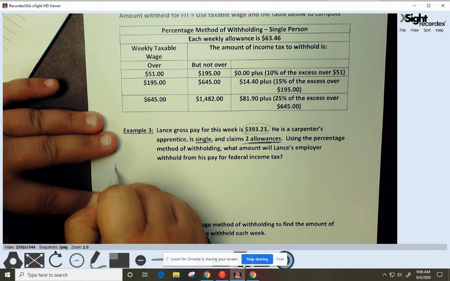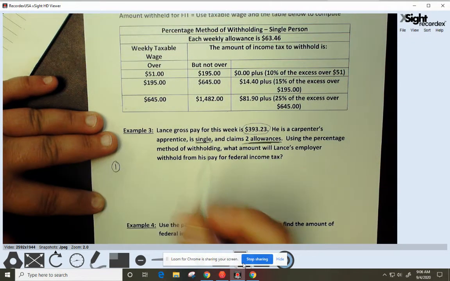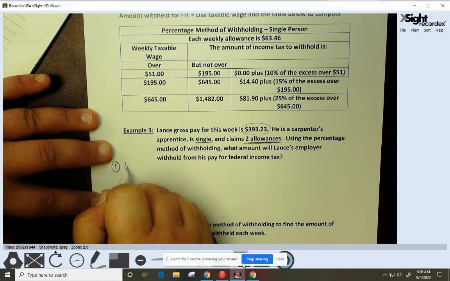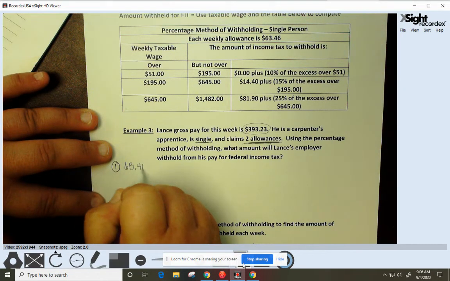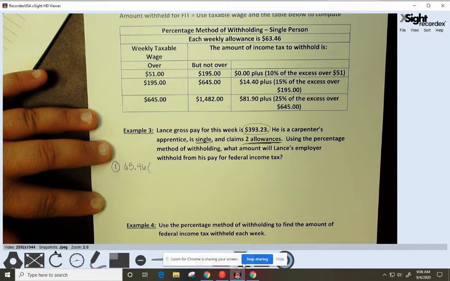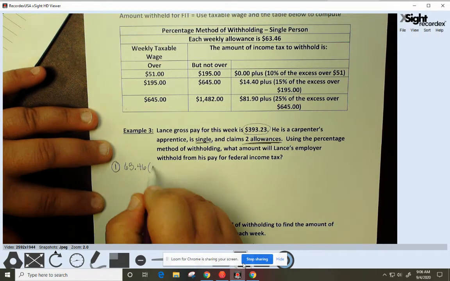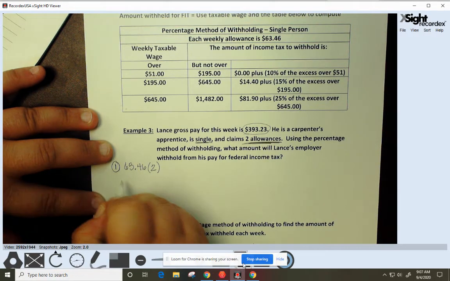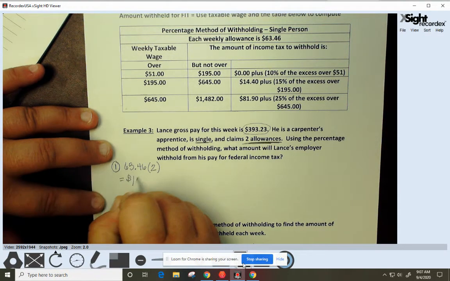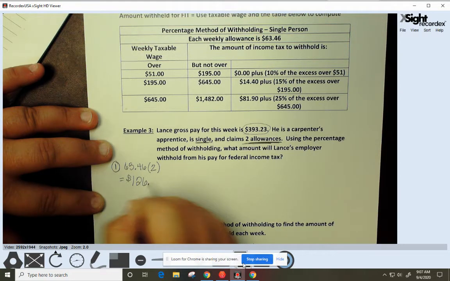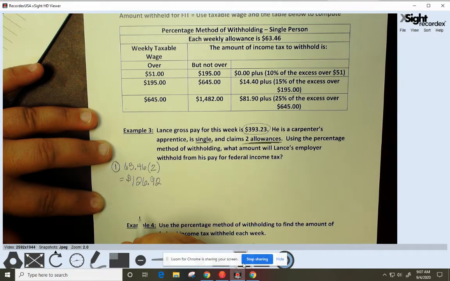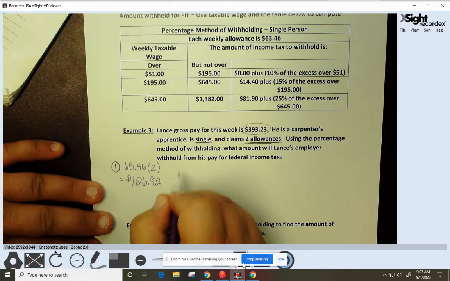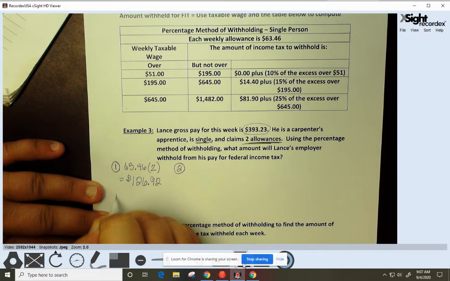Step one, I'm going to find that allowance. So I got $63.46. How many allowances did he claim? He claimed 2. So we're going to multiply 63.46 times 2. So he's going to get to take off $126.92. Step 2, this is his allowance amount.